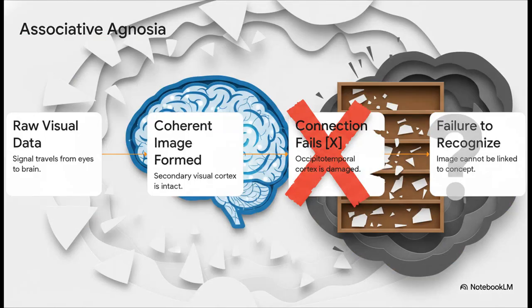And this flowchart just nails the pathophysiology. In Mr. Davies' case, with associative agnosia, the visual data comes in. The brain forms a perfect picture. The secondary visual cortex is doing its job, but then it hits a dead end. There's damage in the occipitotemporal cortex, which is part of the brain's what is it pathway. That damage severs the connection between the image and the brain's mental library. The picture is seen, but the label for that picture is lost.